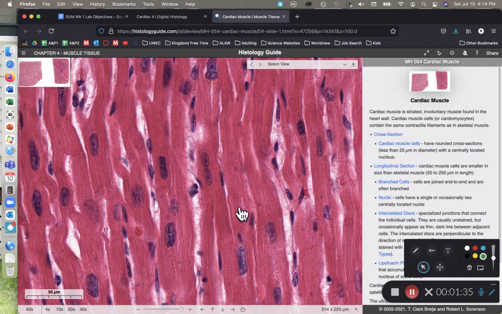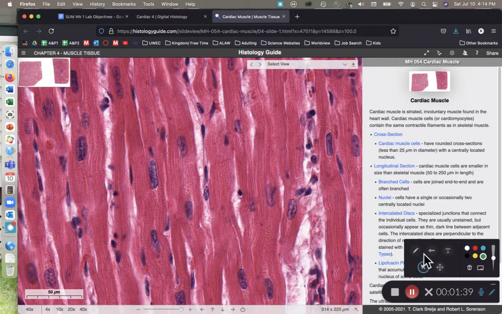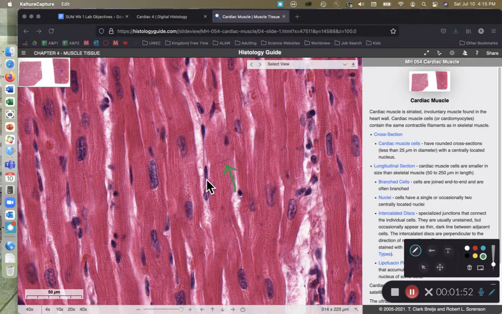intercalated discs. Here within our histology guide photomicrograph, you can see some intercalated discs as well. For instance, there's one right there next to the tip of that arrow, but it's not quite as nice as the digital histology site that I just showed you. Let's go back to our lab objective sheet.